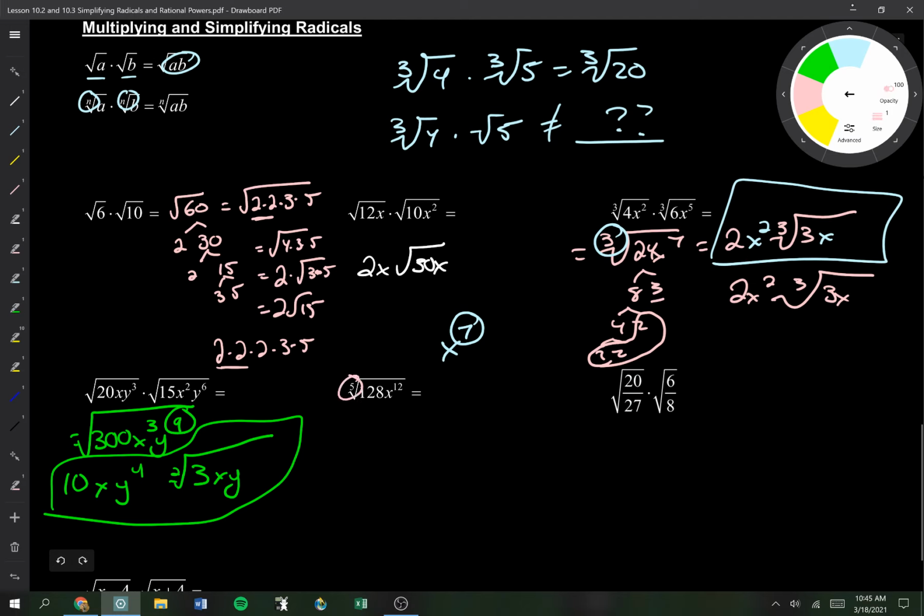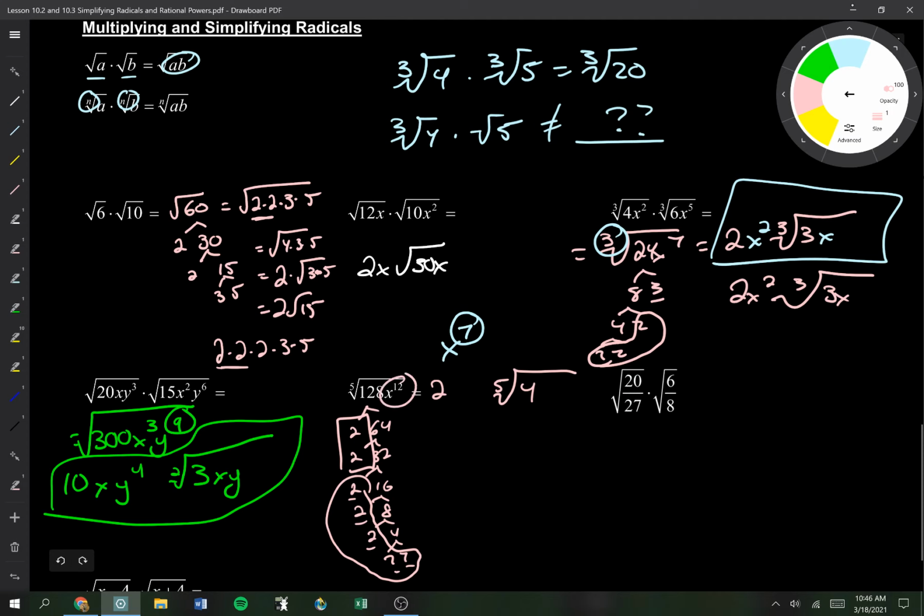128. I'm doing a 5th root. I need groups of 5. Oh boy. 128 is 2 and 64. 64 is 2 and 32. 32 is 2 and 16. 16 is 2 and 8. 8 is 2 and 4. 4 is 2 and 2. Here's 1, 2, 3, 4, 5 2's. Here's a group of 5 2's that I'm going to pull out. 2 2's stayed behind.